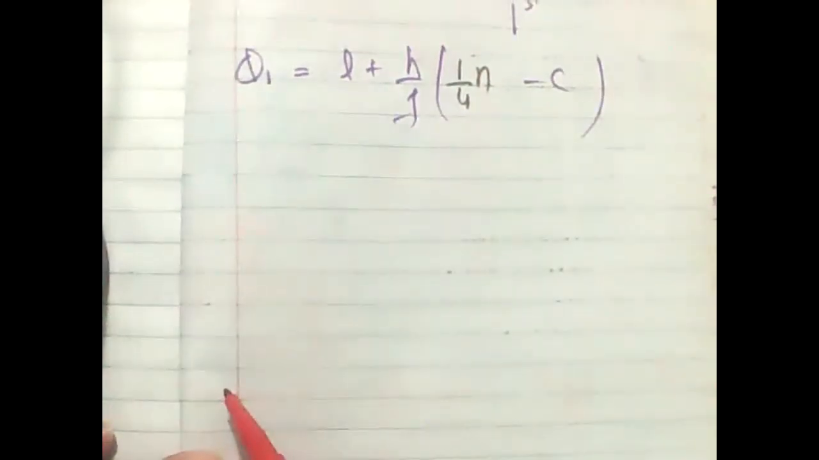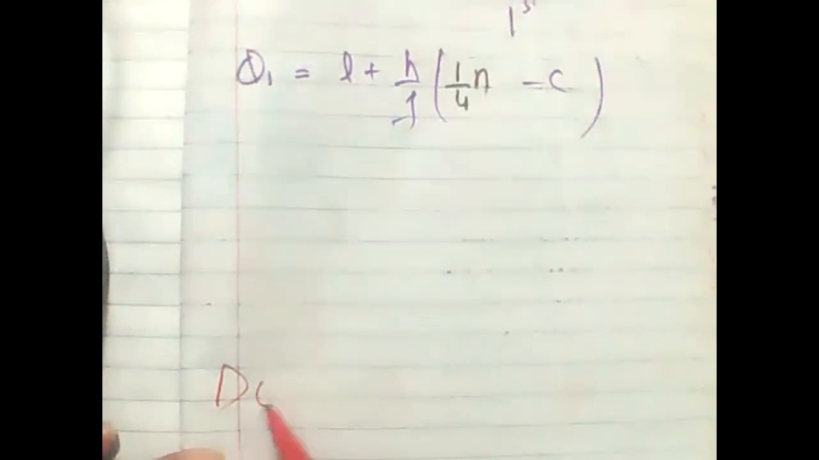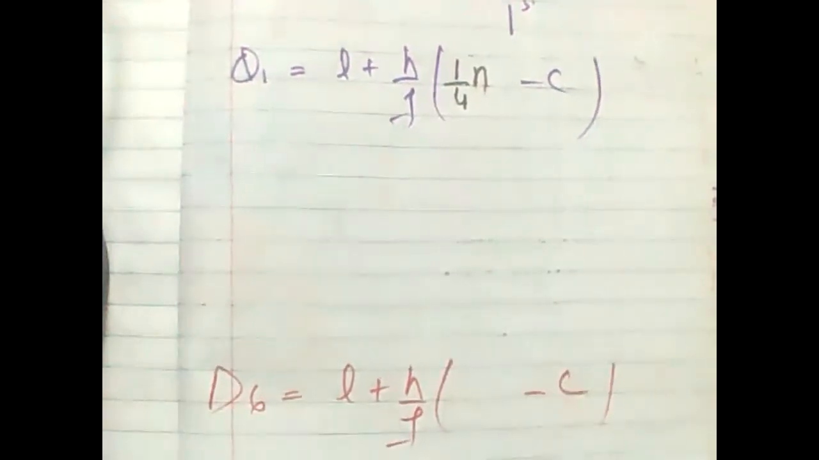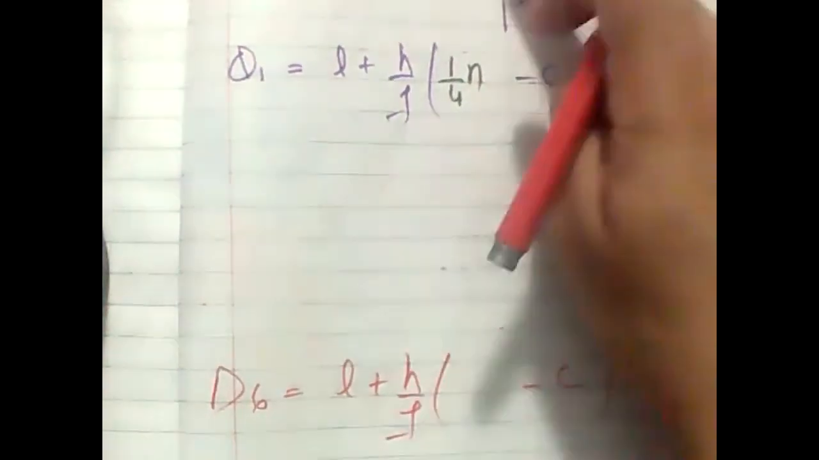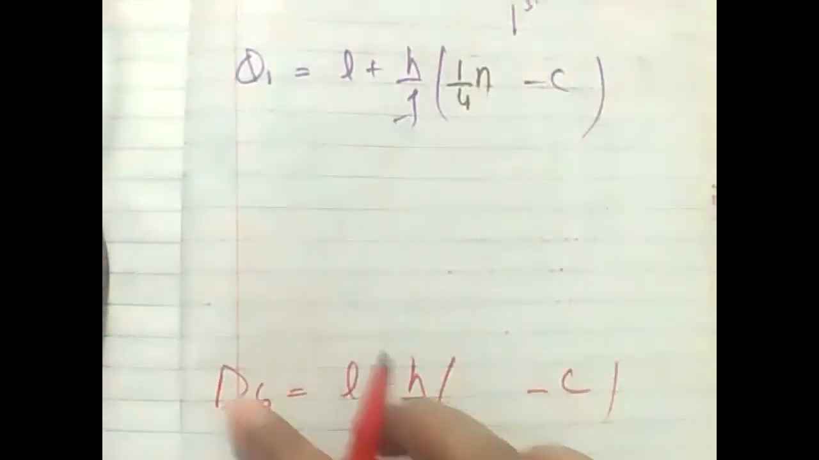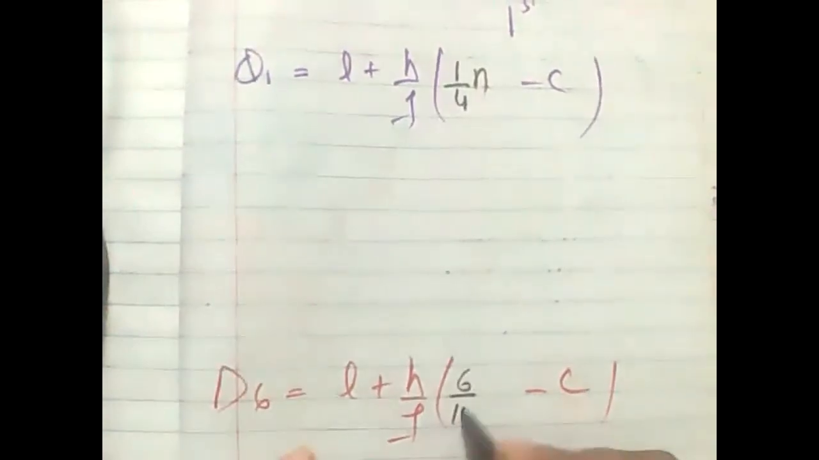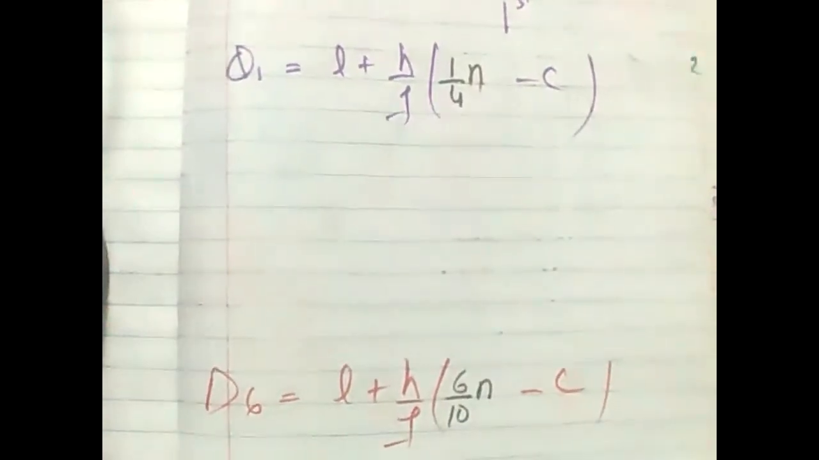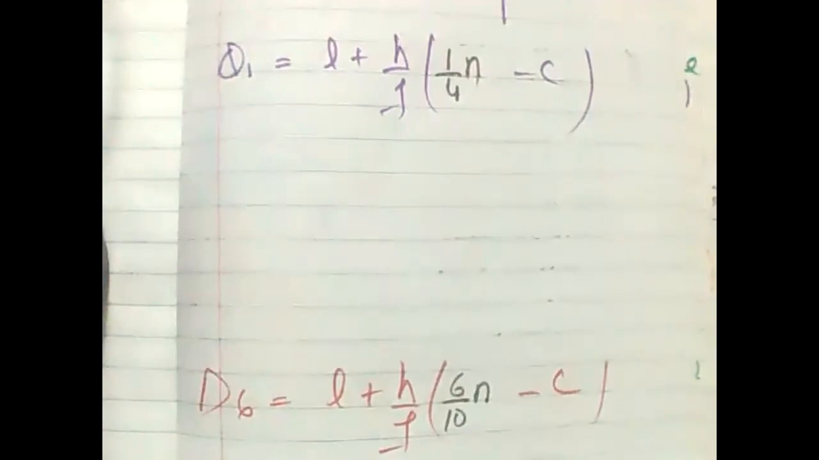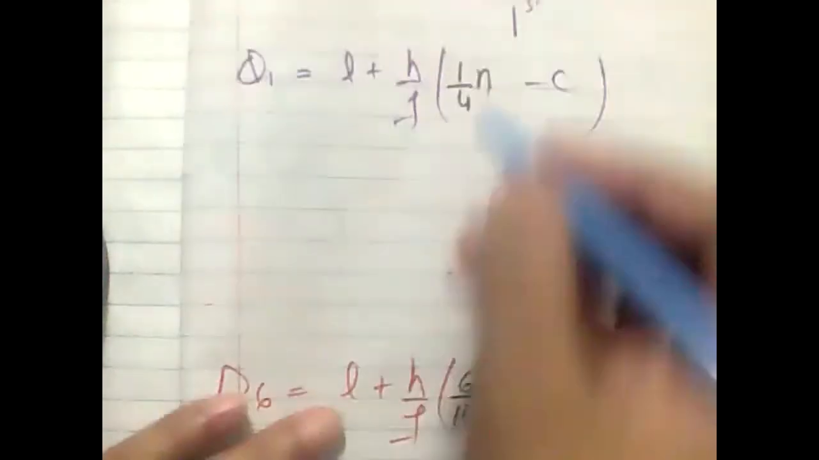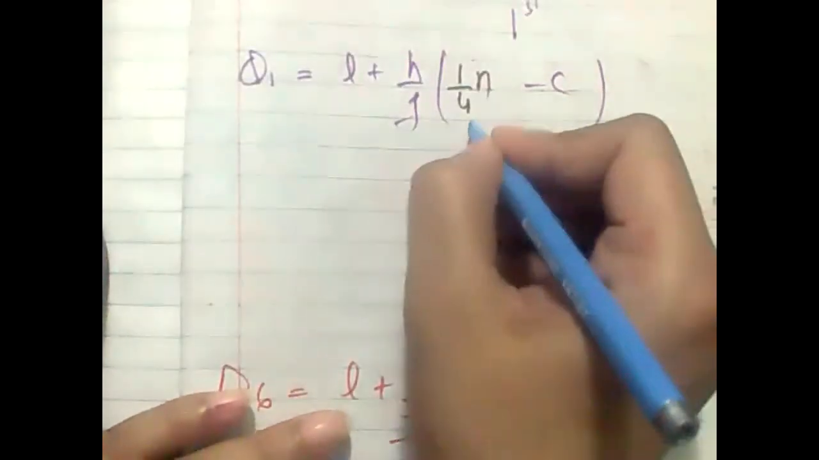Should I take D? Okay, let's take D6. Again L plus h upon f minus c, everything stays the same. What is going to change? This position. This becomes 6 upon 10 of N. All right. The rest of the thing is the same. I'm saying it again and again. Okay, let's prove it. From here we always start.